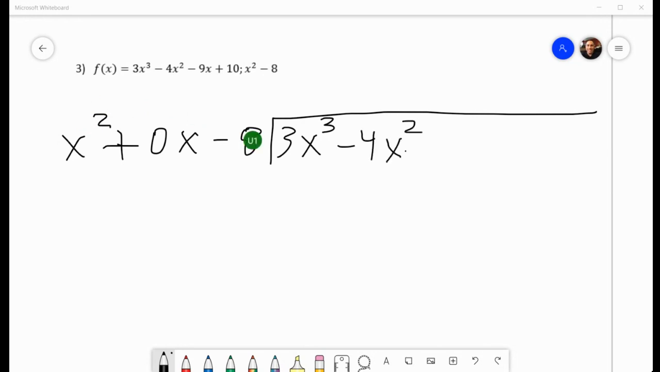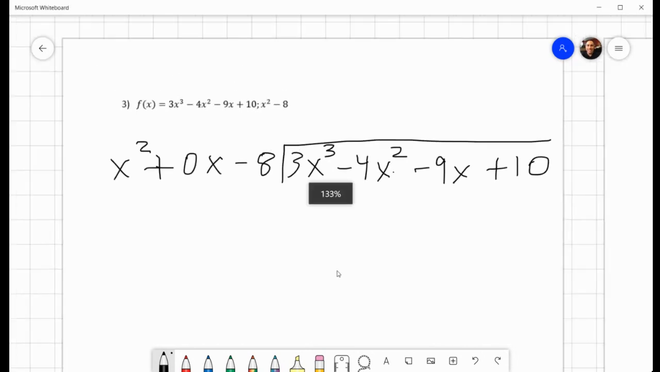4x squared minus 9x plus 10. Let me see if everyone can see it. Yep, everyone can see that. Okay, so again, what do we do next? We have to do long division, so we divide leading term by leading term. Let me just zoom out a little bit so I have more room so everyone can see more of what I'm doing. There we go.